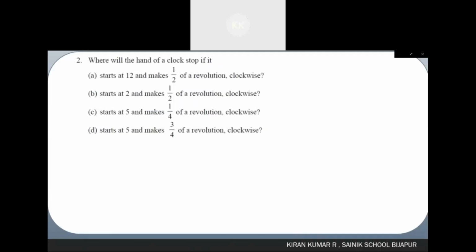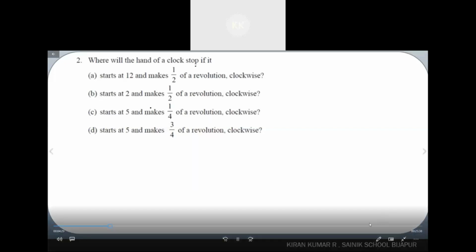Second question. Go through the question very carefully. Where will the hand of a clock stop if it starts at 12 and makes half a revolution clockwise? Second one, it starts at 2, makes half a revolution clockwise. Third one, it starts at 5, makes 1/4 of a revolution clockwise. Fourth one, it starts at 5 and makes 3/4 of a revolution clockwise.